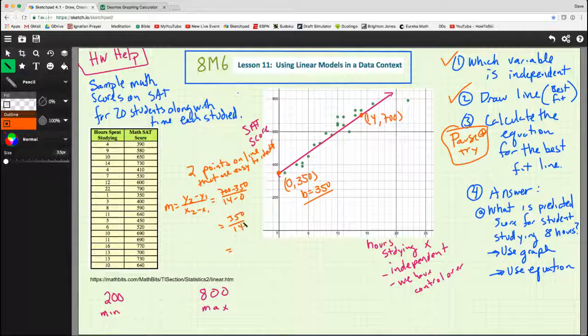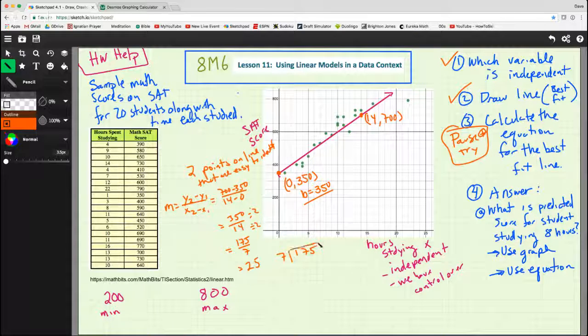That's actually equal to 25. Let's see if we can figure out why that's true. So we have 175 over 7, right? If we divide by 2 and divide by 2. And 175 over 7 is in fact 25. Is that right?